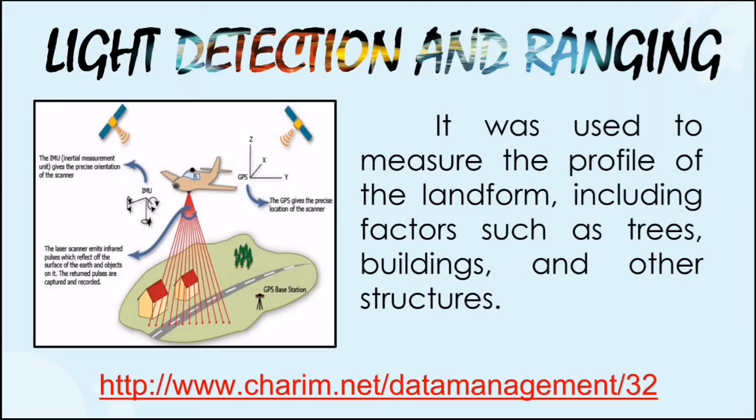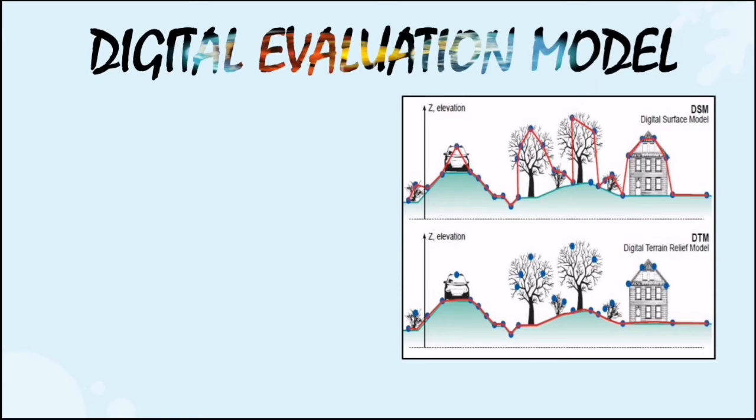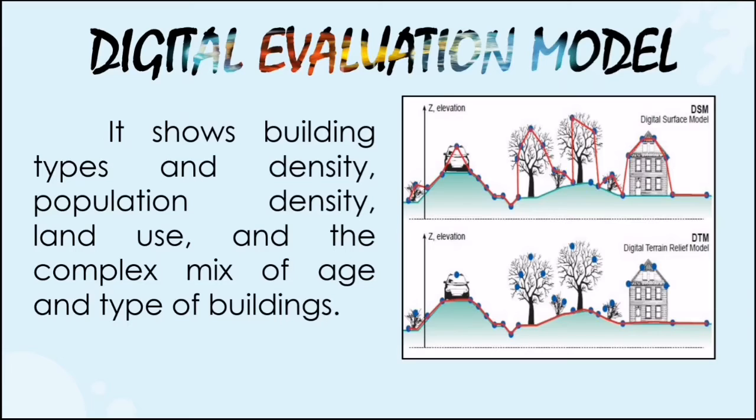Okay, so aside from that, we also have the digital elevation model, also known as DEM. Here, it shows building types and density, population density, land use, and the complex mix of age and type of buildings. So they try to learn also the elevations of these kinds of structures and how they could affect the persons or residents nearby. So the result of the study was used to analyze the risks and effects of those hazards that they have cited. Through the analysis, there can be valuable predictions like the cost of damage to buildings due to an earthquake.